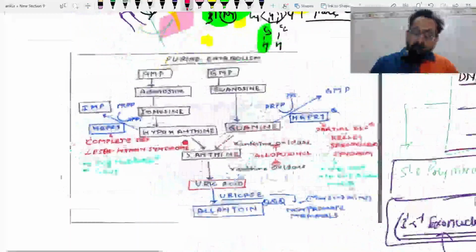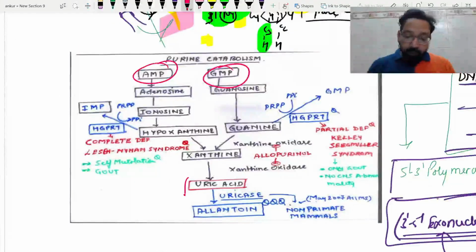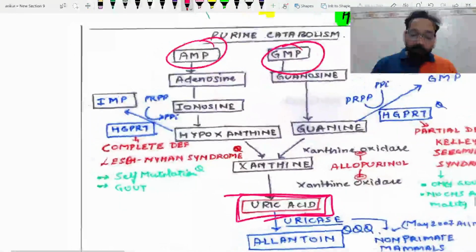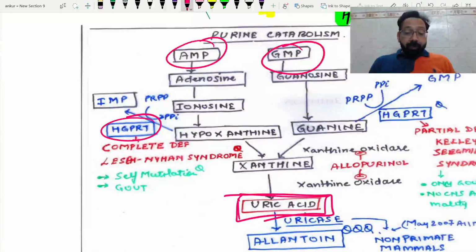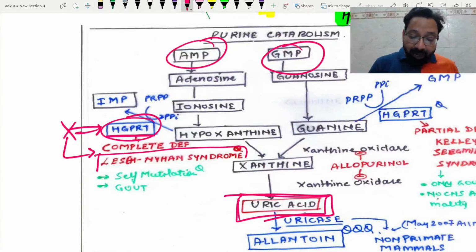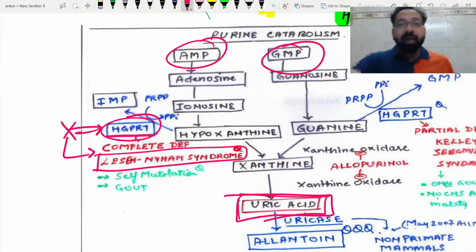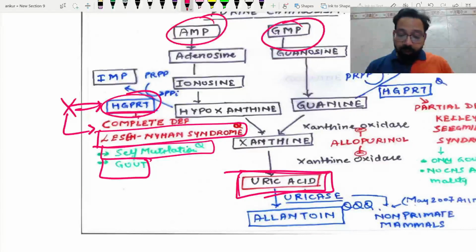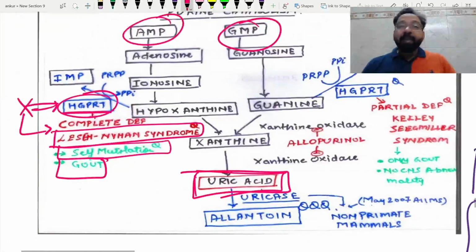Now, purine catabolism. You all know purine is metabolized to uric acid, and the product of purine catabolism is uric acid. In this metabolism too there is a salvage pathway, in which the enzyme is HGPRT, hypoxanthine guanine phosphoribosyl transferase. If this enzyme is completely deficient, it is called Lesch-Nyhan syndrome. In Lesch-Nyhan syndrome, the patient has gout and there is self mutilation.